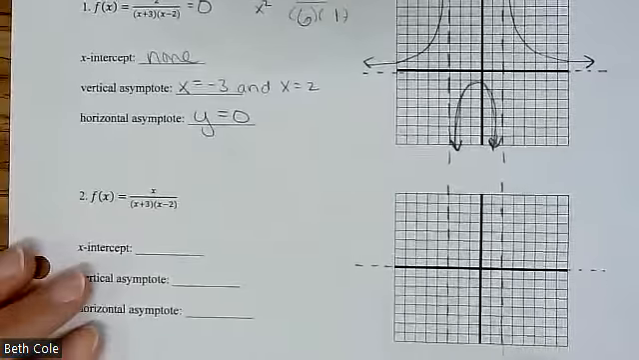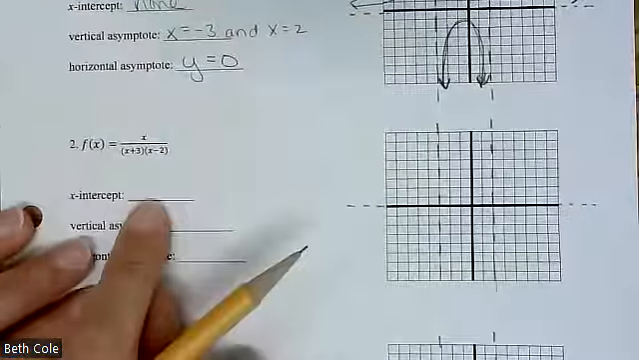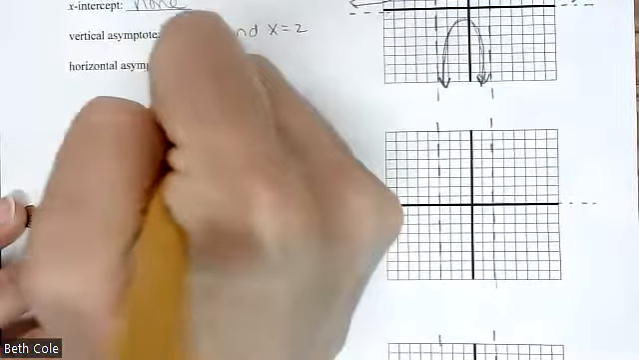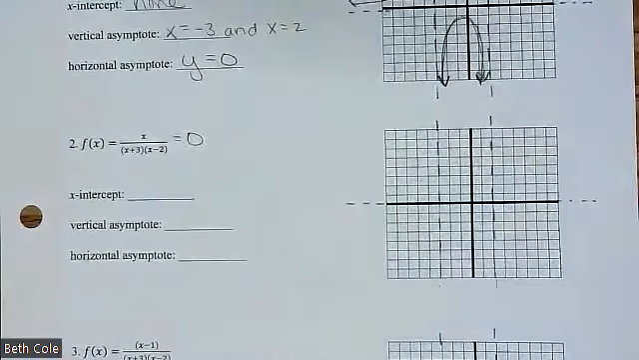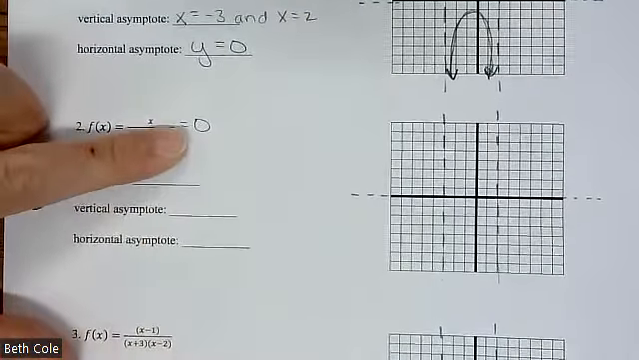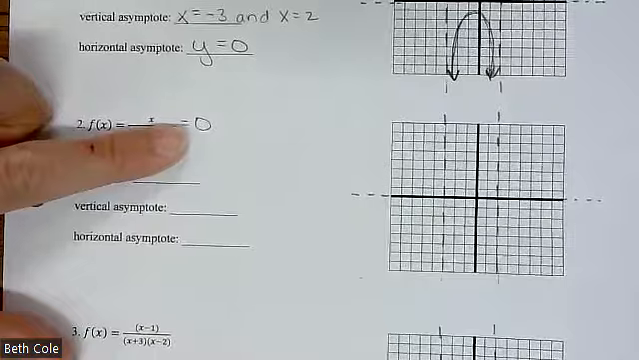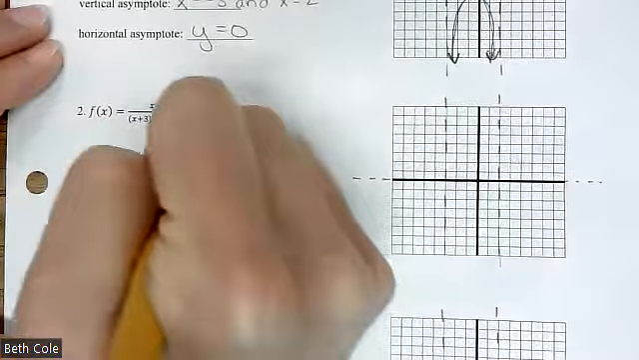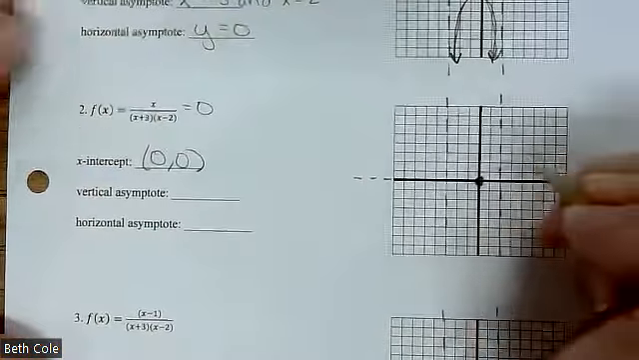All right. So let's try this one. That one didn't have an x-intercept. This one is going to have an x-intercept. If you set this equal to 0, you would multiply these denominators over, it would still be 0. What do you get? Get 0, right? So your x-intercept is 0, 0. So you can go ahead and put that there.